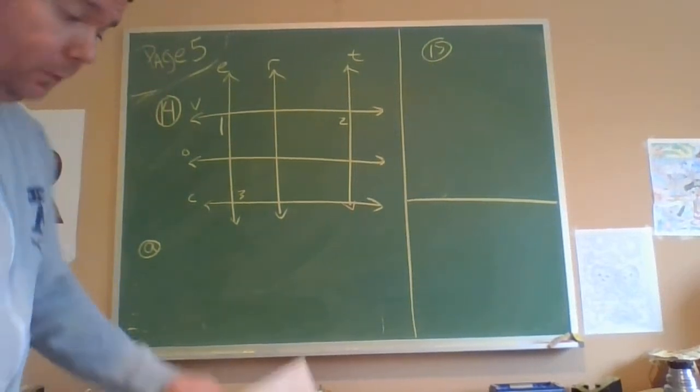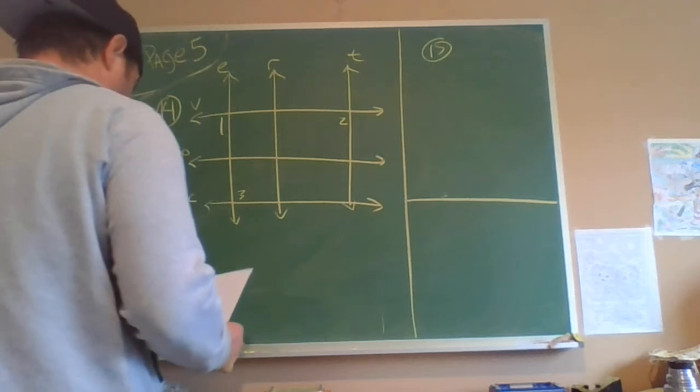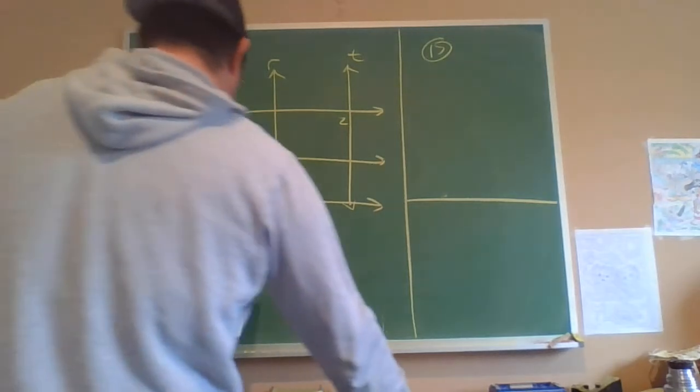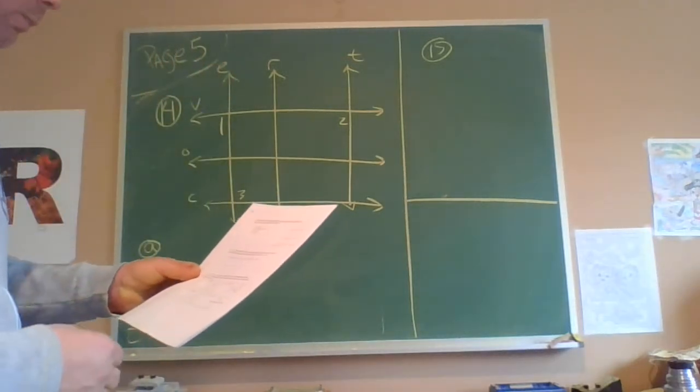Okay, page 5, folks, here we go. Starting with number 14. It says, with the given information, which lines, if any, must be parallel, and provide a theorem to support your answers.